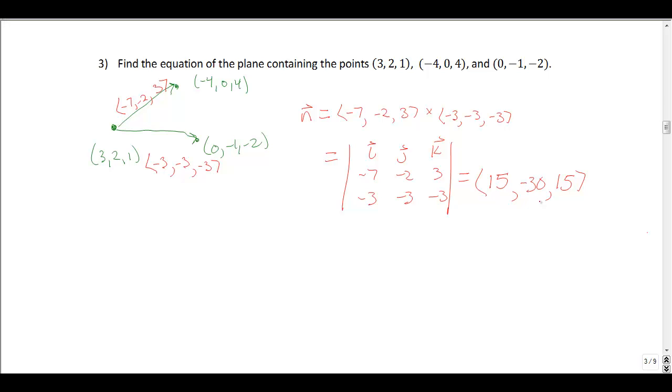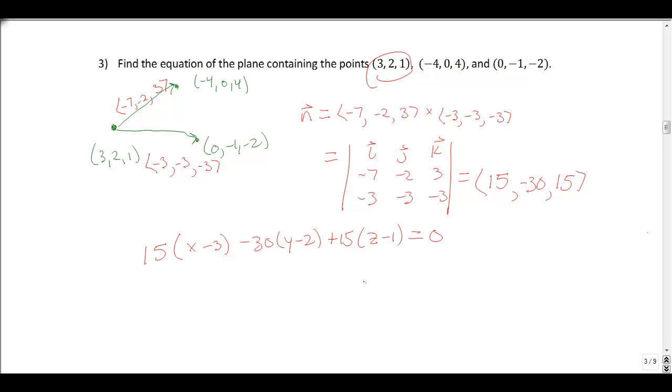You could now write an equation. A few ways to do this. 15 times, let's pick the point (3, 2, 1) here, sort of arbitrarily pick a point. 15 times x minus 3, minus 30 times y minus 2, plus 15 times z minus 1, and then that should equal 0. So essentially we're saying the vector (15, -30, 15) and the vector (x minus 3, y minus 2, z minus 1), if you take the dot product of those 2 vectors, you should get 0. So (15, -30, 15) is a normal vector. (x minus 3, y minus 2, z minus 1) is some arbitrary vector in the plane.